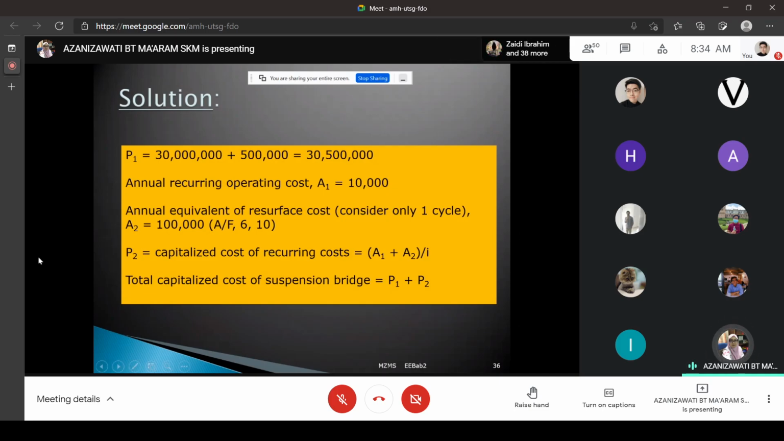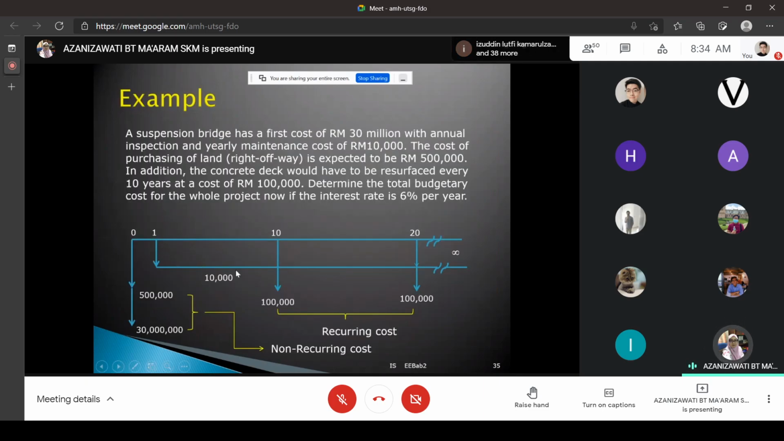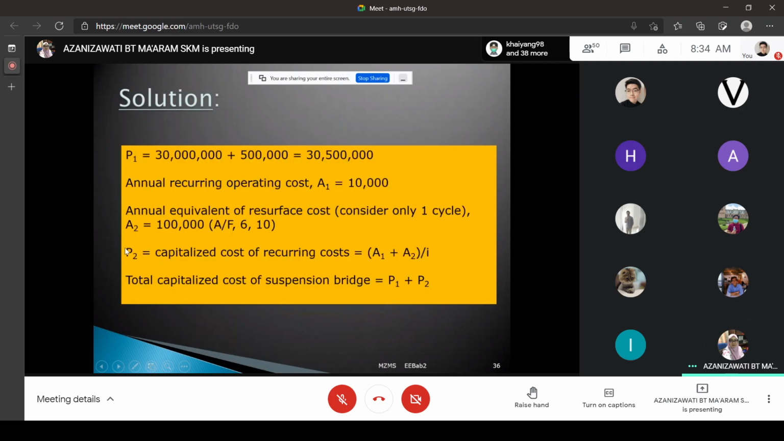So P2 is the capitalized cost of recurring cost, where we will combine A1 plus A2, divided by i. We have annual 10,000 and we have this 100,000, so we will combine these. And the total capitalized cost of the suspension bridge is P1 plus P2.